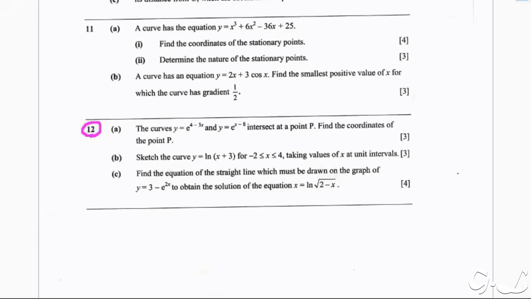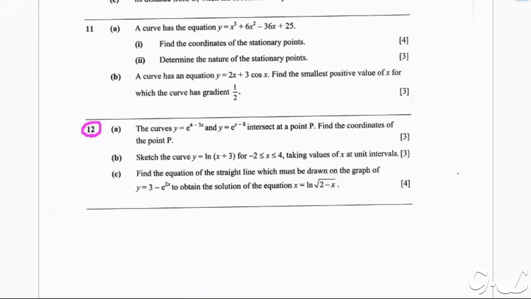And then let's go to part B. B says sketch the curve y is equal to natural log of x plus 3 for x is greater than or equal to -2 and x is less than or equal to 4, taking values of x at unit intervals, and that part is carrying 3 marks.